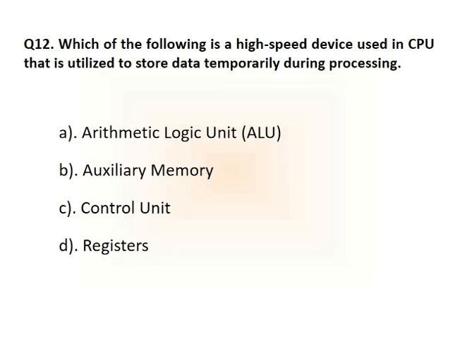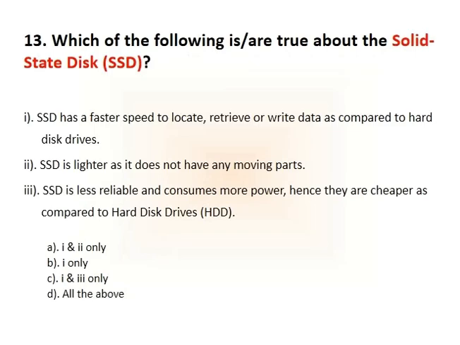Which of the following is a high-speed device used in CPU that is utilized to store data temporarily during processing? Option number D, registers. Which of the following is or are true about the solid-state disk? Option number A, 1 and 2 only.